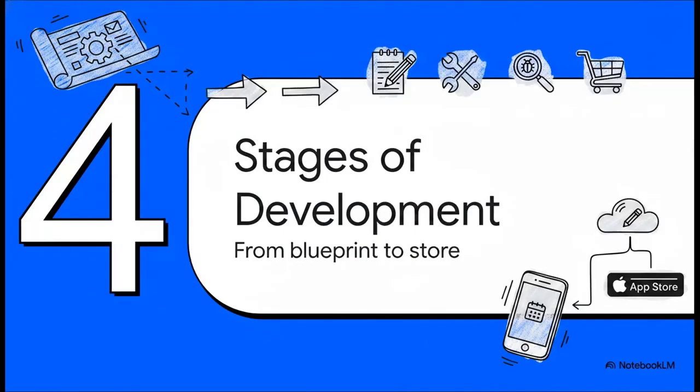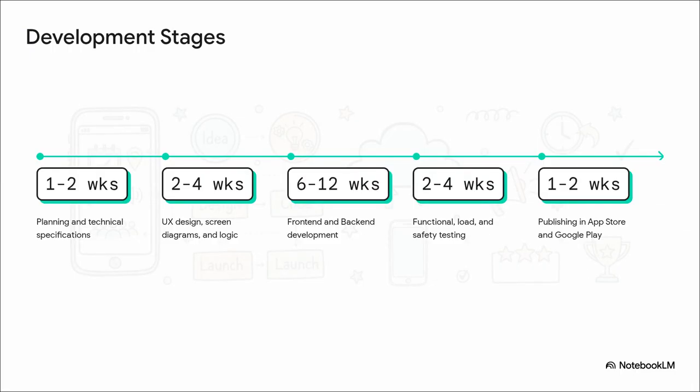Moving right along to Section 4, the 5 stages of development, from blueprint to App Store. Let's take a look at the actual timeline of making this a reality, taking the mystery right out of the software development lifecycle. It kicks off with 1 to 2 weeks of intense planning and writing out technical specs. You've got to define exactly what you're building before you build it.